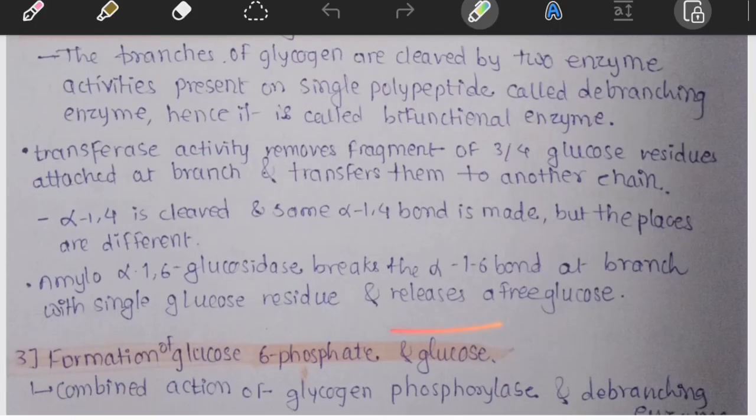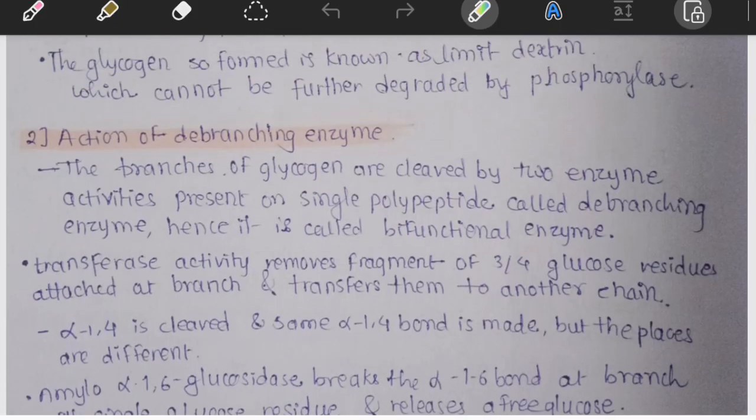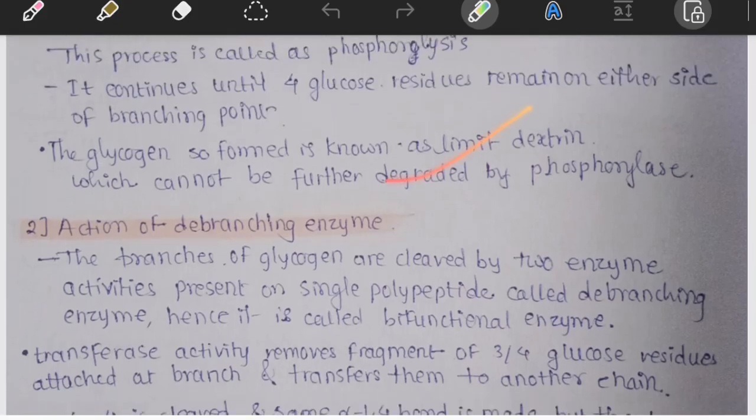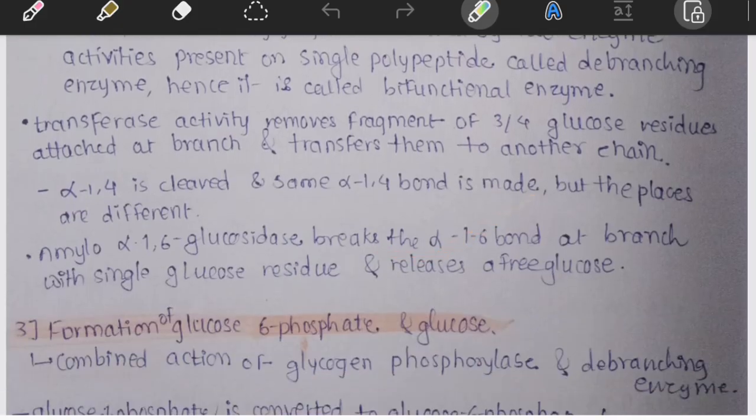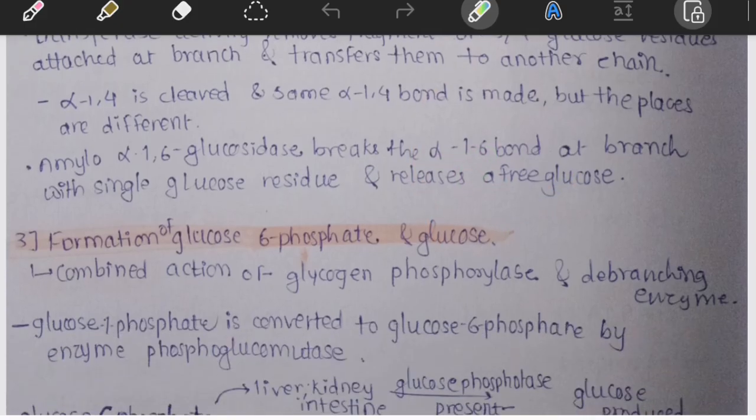So students commonly confuse this. The phosphorylase releases glucose 1 phosphate, and the debranching enzyme releases free glucose. Only about 8 to 10% of the glucose released during glycogenolysis is free glucose, because branch points are relatively few. In the third step, we will see the formation of glucose 6 phosphate.